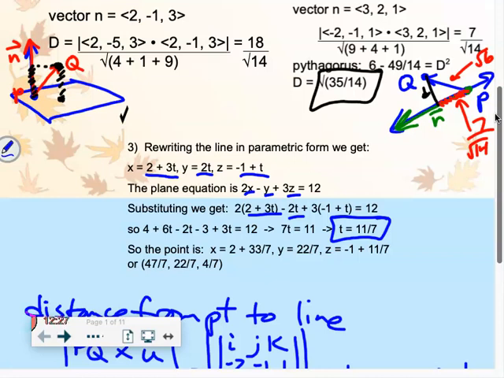I actually really like the point of intersection of a line and a plane. Those I think are kind of fun. They're pretty easy. Just write the line parametrically and plug it in, and then just simplify and solve. Okay.